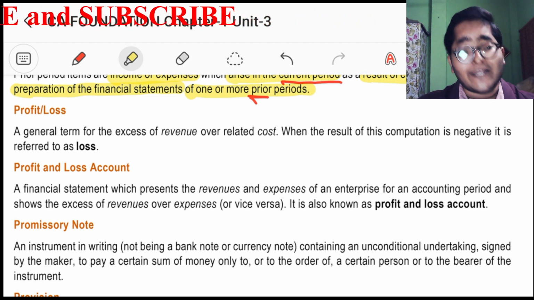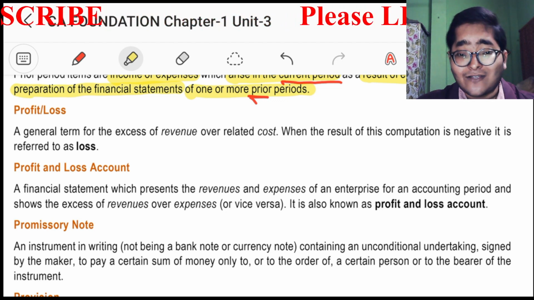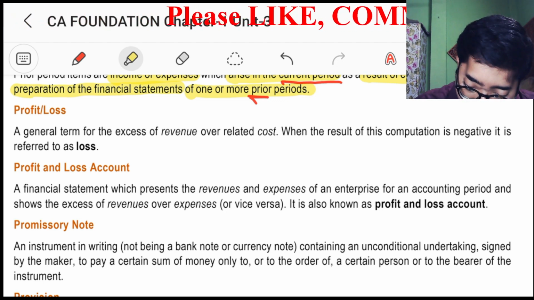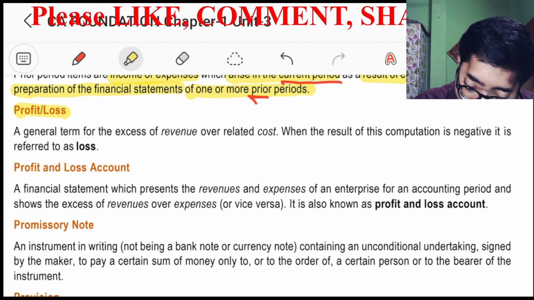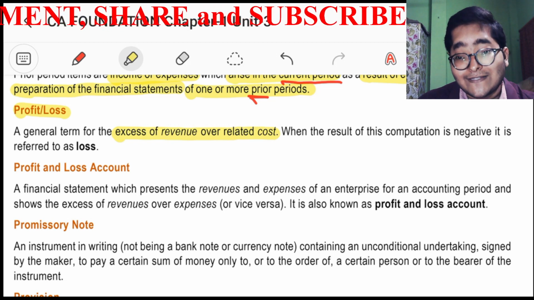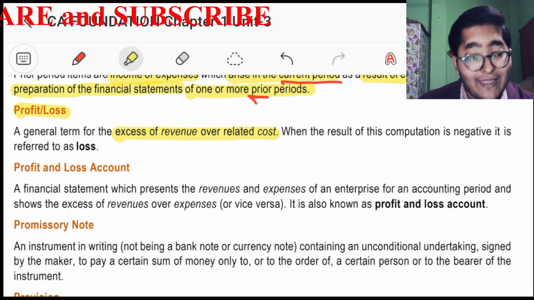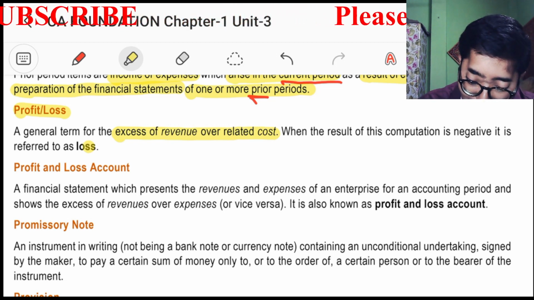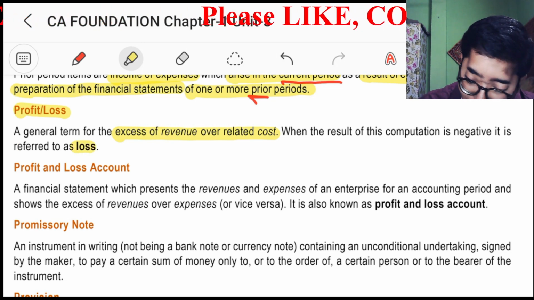Profit and loss is a general term for the excess of revenue over related cost. Excess of revenue over related cost. When the result of this computation is negative, it is referred to as loss. When negative, it is referred to as loss.